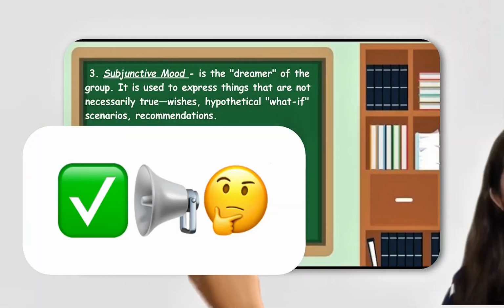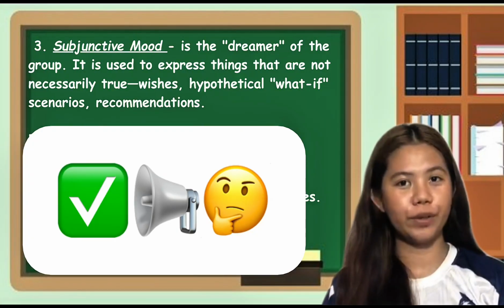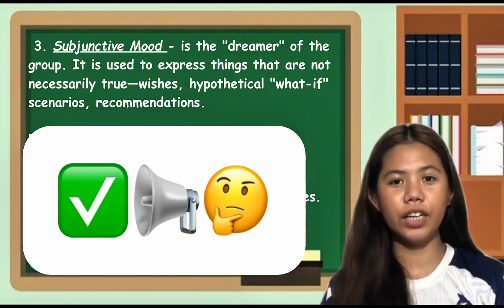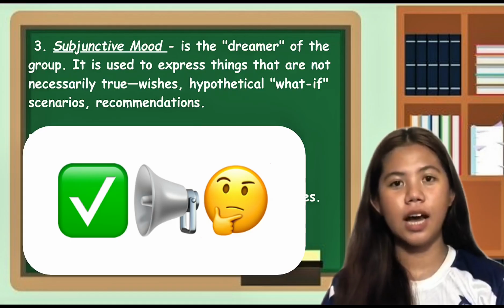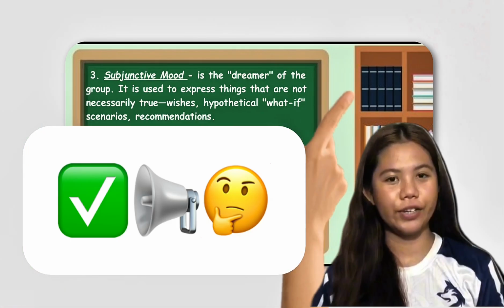Let me explain another mood, which is subjunctive mood. The subjunctive mood is the dreamer of the group. It is used to express things that are not necessarily true, wishes, hypothetical what-if scenarios, or recommendations.